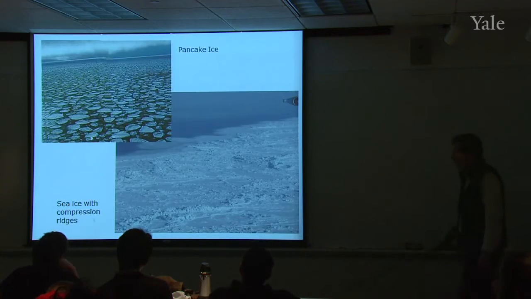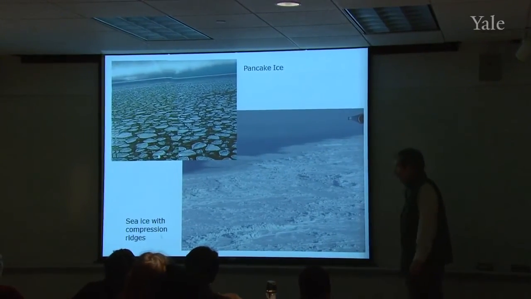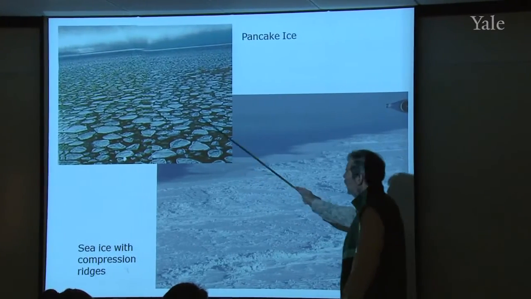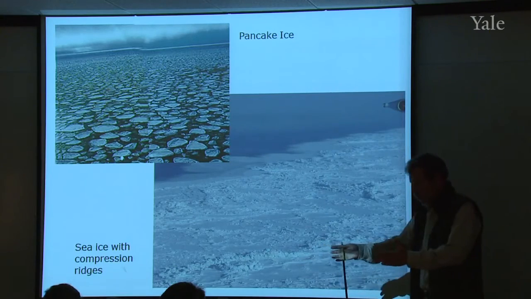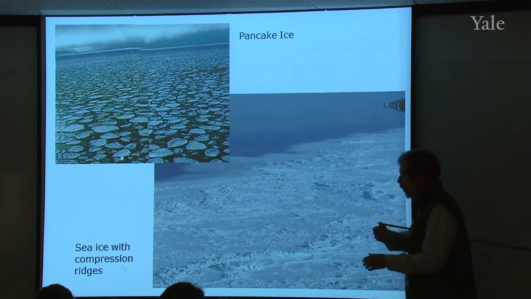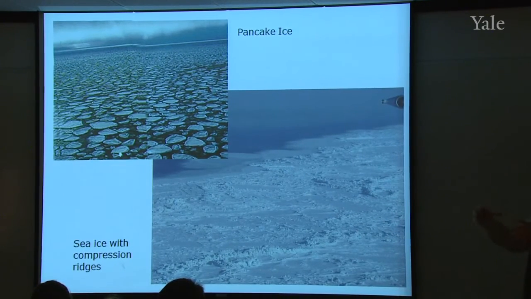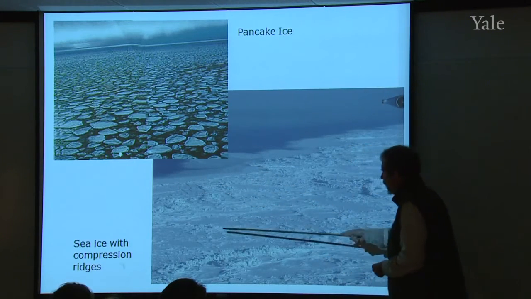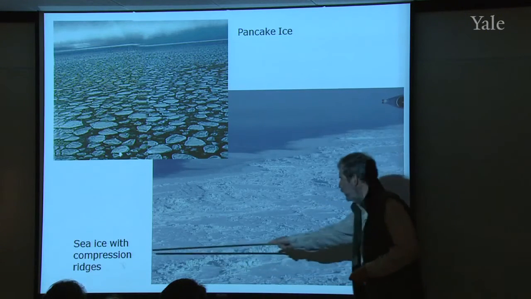So pancake ice looks like this. When the winter's beginning and the cold air is drawing heat out of the ocean, for a period of some days or weeks, you have little chunks of ice that are half a meter to a couple meters in diameter. They have rounded edges because with the wave action, they keep bouncing into each other, breaking off any sharp corners. And then a few weeks later, you begin to freeze and get a more continuous ice. This happens to be continuous sea ice with compression ridges.